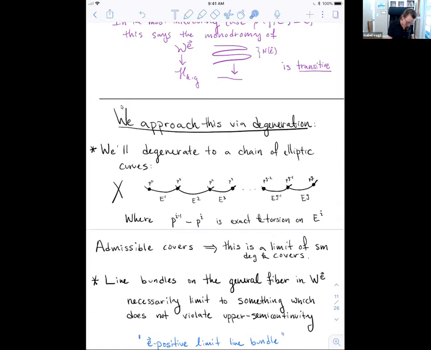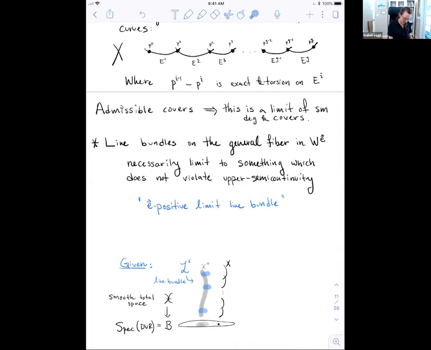Okay, so line bundles on the general fiber. So we're going to take a degeneration. Here's my little cartoon picture: a smooth total space, which I'll call 𝒳, over Spec of a DVR, which I'll denote B. And this 𝒳 star is the general fiber, which is one of my general curves of genus g. And I have a line bundle L star on this with splitting type E. And I want to know what information do I get in specialization.